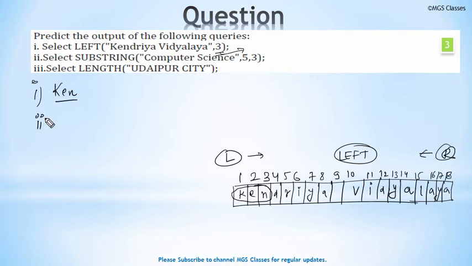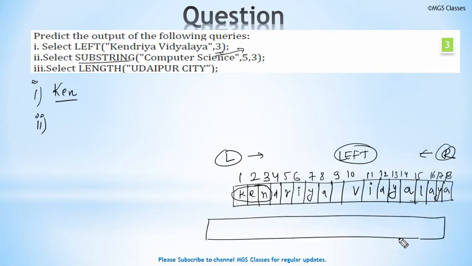Now the second portion I am writing: select substring from computer science 5, 3. Again we will use this box method. I am writing this string into the box: COMPUTER SCIENCE. The advantage of writing in a box is only that the position will not be wrong, and it is easy to see the computation, okay.